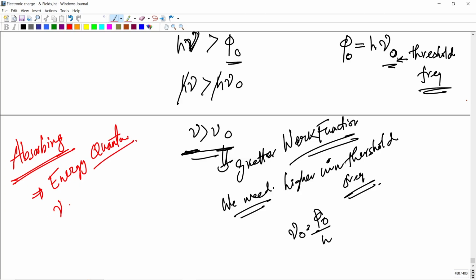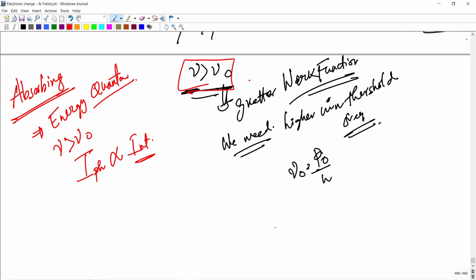And that is nu greater than nu naught. This is the concept: nu greater than nu naught, and the photocurrent is directly proportional to intensity. The photoelectric effect is a process in which the electron is treated as an elementary particle, having particle nature. When the electron is treated as an element, this process is called an elementary process. So the photoelectric effect is an elementary process.